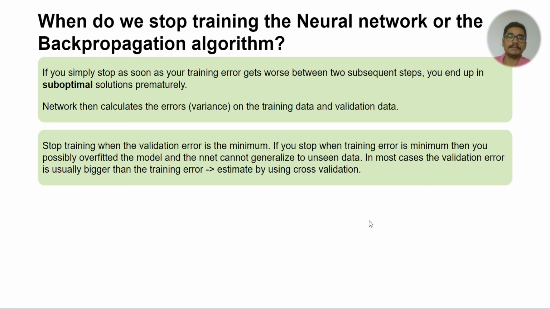Instead, you should stop training when the validation error is minimum. Like I said, if you stop when the training error is minimum, then you possibly overfit the model, and the neural network cannot generalize to unseen data. In most cases, the validation error is usually bigger than the training error, so you should focus more on reducing the validation error than the training error. After that, you can estimate by using cross validation. Then you can have an estimate of when you want to stop, or whether you want to go for more iterations to train your model, and you'll get an idea of when to actually stop.